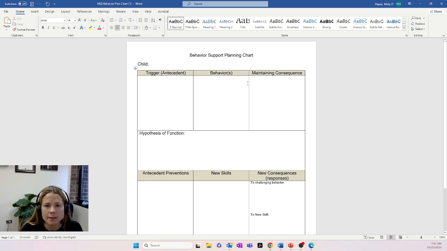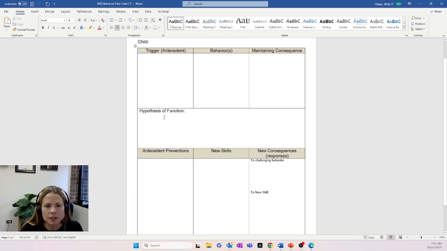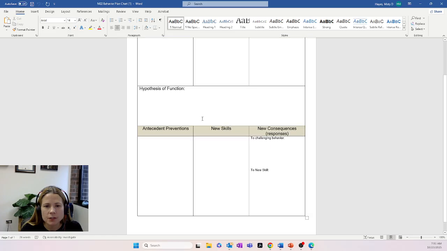And then what is maintaining the behavior, the consequence. So what happens when that child displays the behavior? Then, once you have all the information, you're going to list what the hypothesis of the function is. So, what do you think is happening? Are they obtaining something, avoiding? Why are they doing that behavior? So, specifically state the hypothesis.